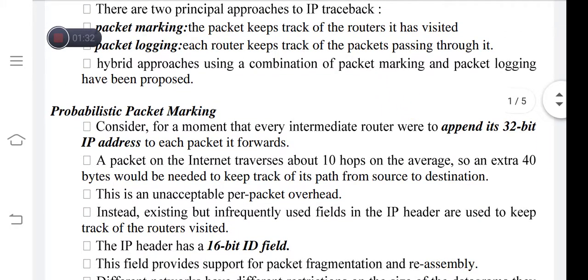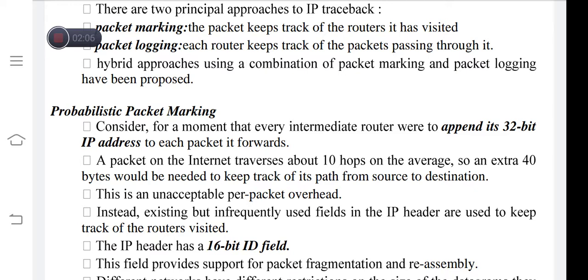Again, these procedures are very simple. So let us see one by one. The probabilistic packet marking. Probabilistic means depending on some probabilistic value, how far the attacker will be from the victim, and based on that, the number of packets needed is calculated. That concept we are going to study here.